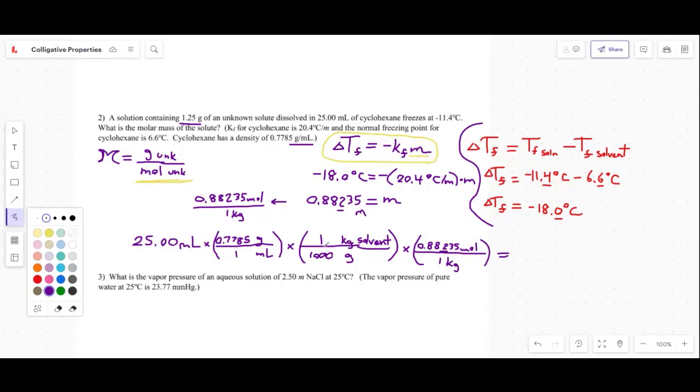And watching our significant figures, we start with 4, and the 0.7785 is also 4. The 1,000, those are definitional values, so they have unlimited sig figs. And then our last calculated value is the 0.88235, but technically speaking, it would only be 3 sig figs because the negative 18.0 is 3 and the 20.4 is 3. So our answer here is going to have 3 significant figures.